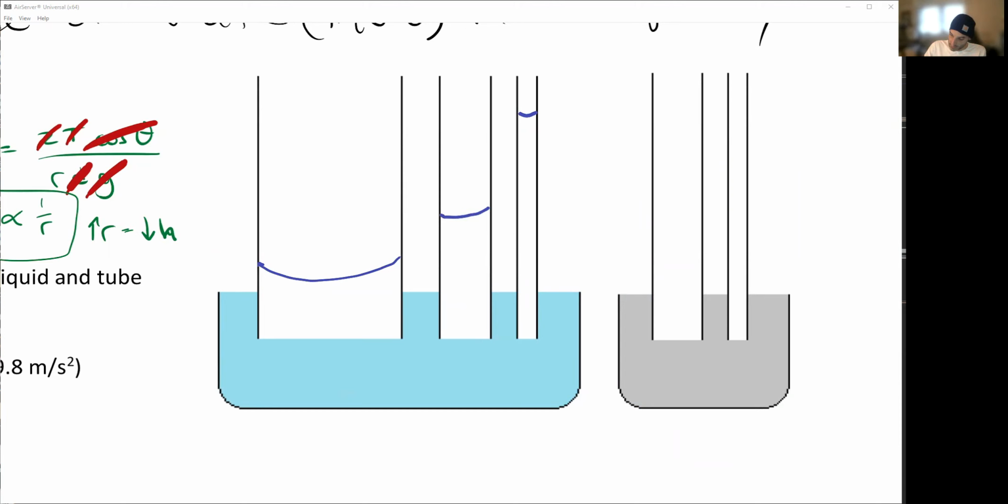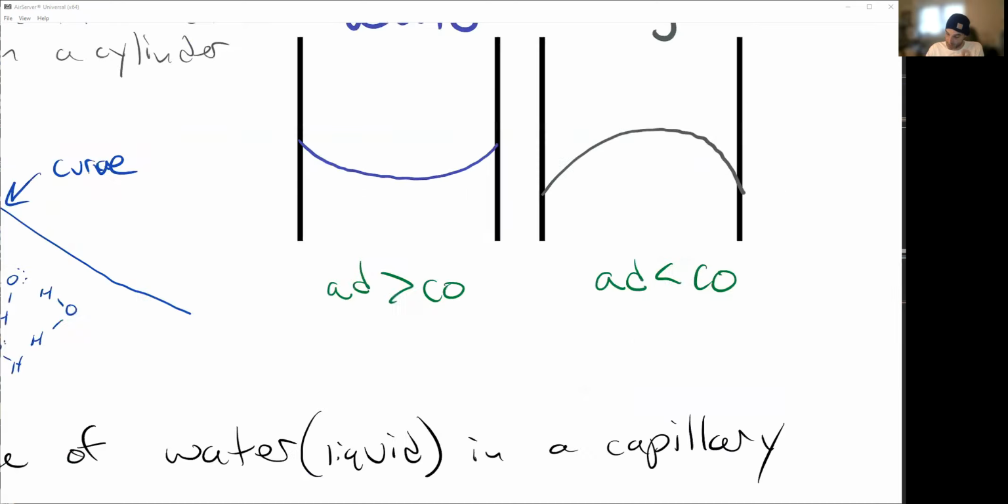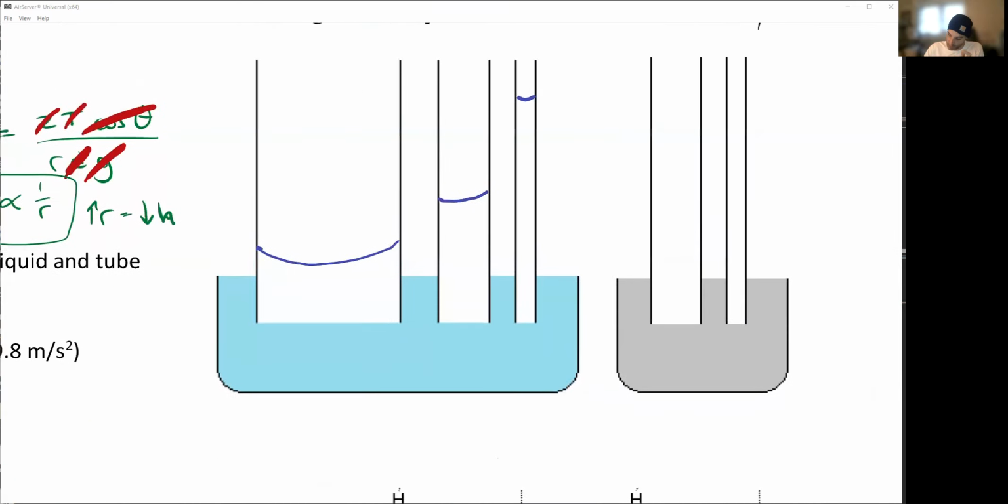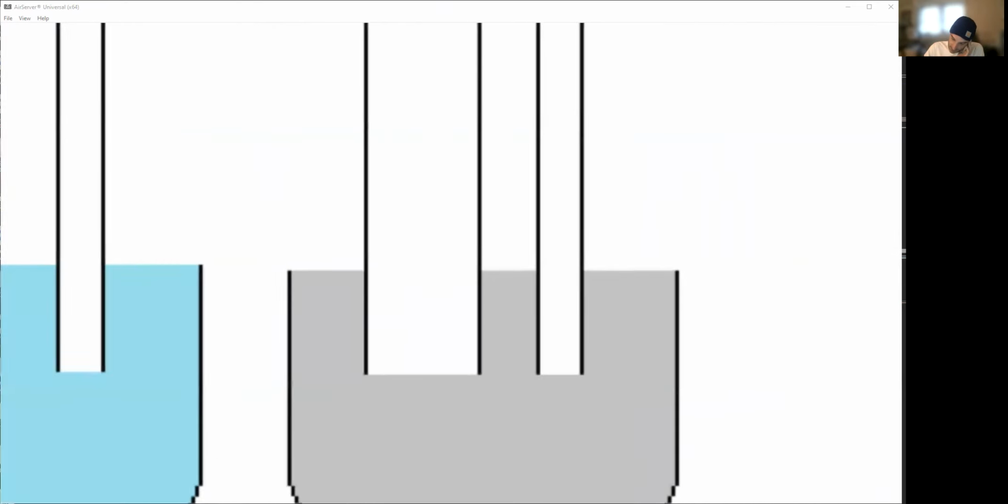What about mercury? Actually, mercury is interesting because it's opposite, because the cohesive forces are stronger than the adhesive forces. What you actually see for mercury is the opposite. So you see this instead. This first one looks like this. This next one looks like this. So it's actually going in the opposite direction. So the height based on where you start, but cohesive versus adhesive forces is important. Good. Okay.